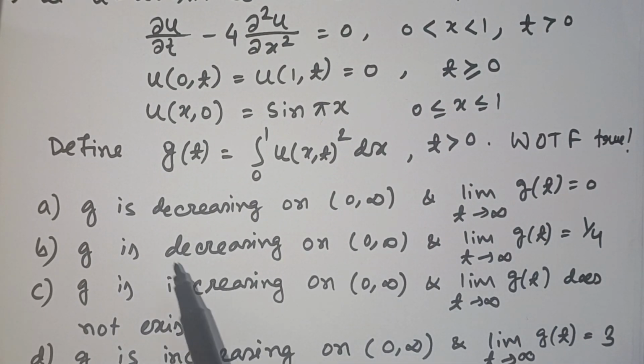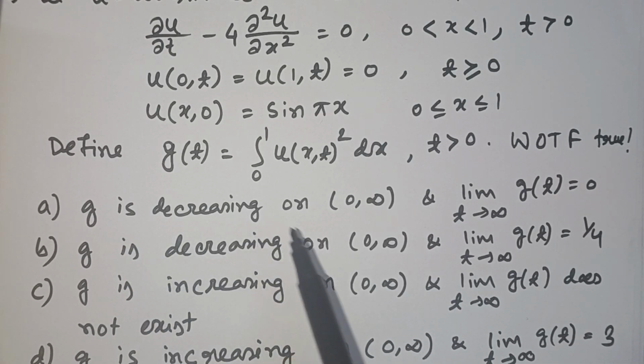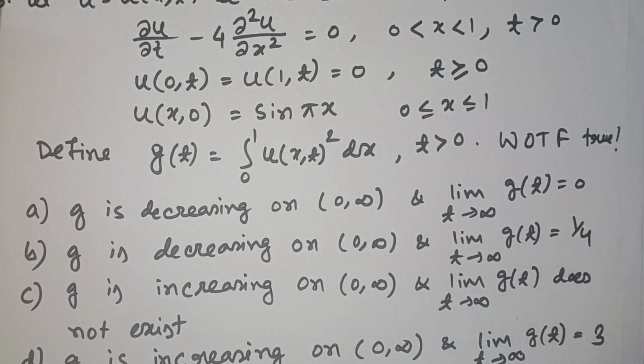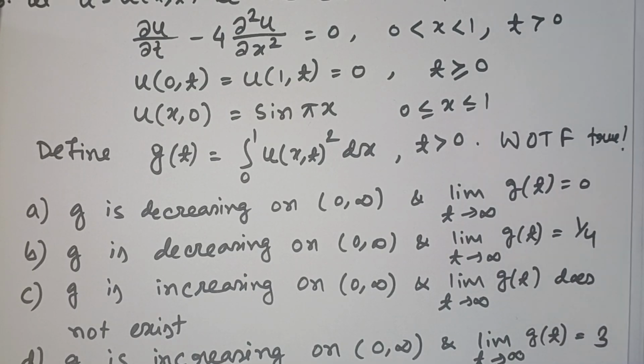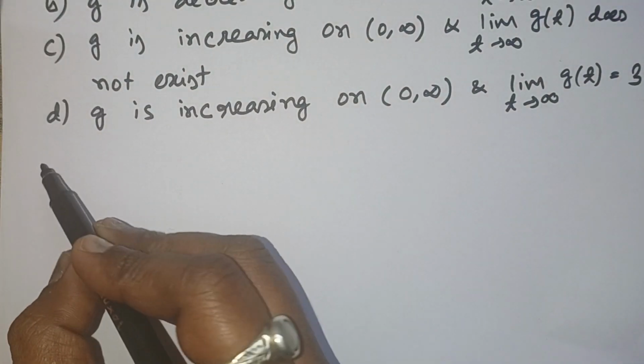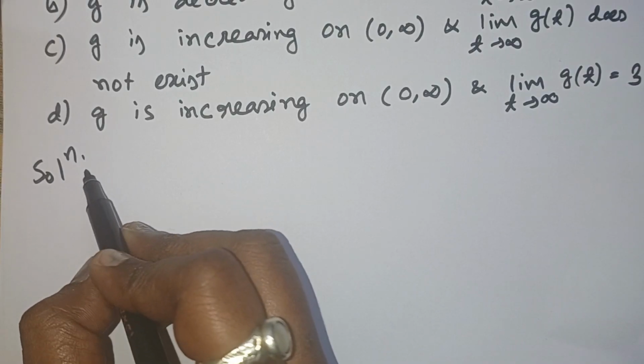So if you see the options carefully, they are all about g being decreasing or increasing in the interval 0 to infinity, and others about the limit as t tends to infinity. So we have to find the value of g(t) when t tends to infinity. So let's start the solution.